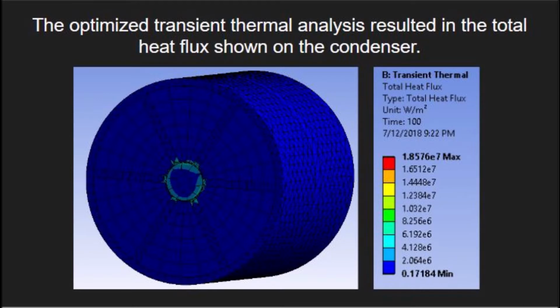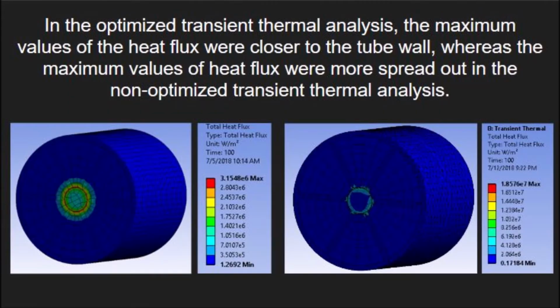An optimization was performed using 1,000 samples to maximize the maximum total heat flux over time. The optimized maximum total heat flux was calculated to be 1.8746 times 10 to the 7th watts per meter squared, at an outer diameter of the refrigerant tube equal to 10.5 millimeters. The optimum values of total heat flux are shown on the condenser. The values of total heat flux range from 0.17184 to 1.8576 times 10 to the 7th watts per meter squared. In the optimized transient thermal analysis, the maximum values of heat flux are closer to the tube wall, whereas the maximum values of heat flux are more spread out in the non-optimized transient thermal analysis.